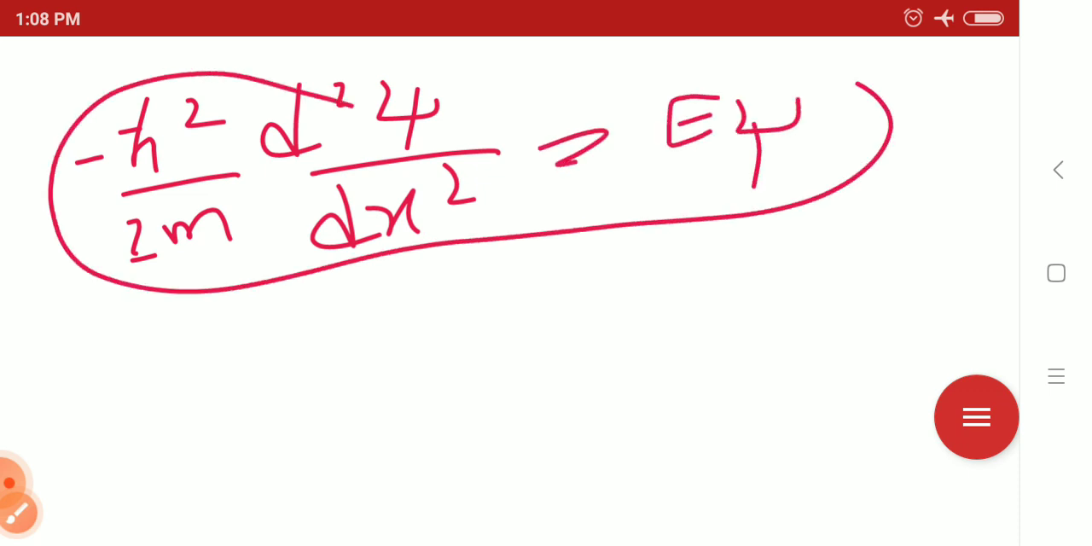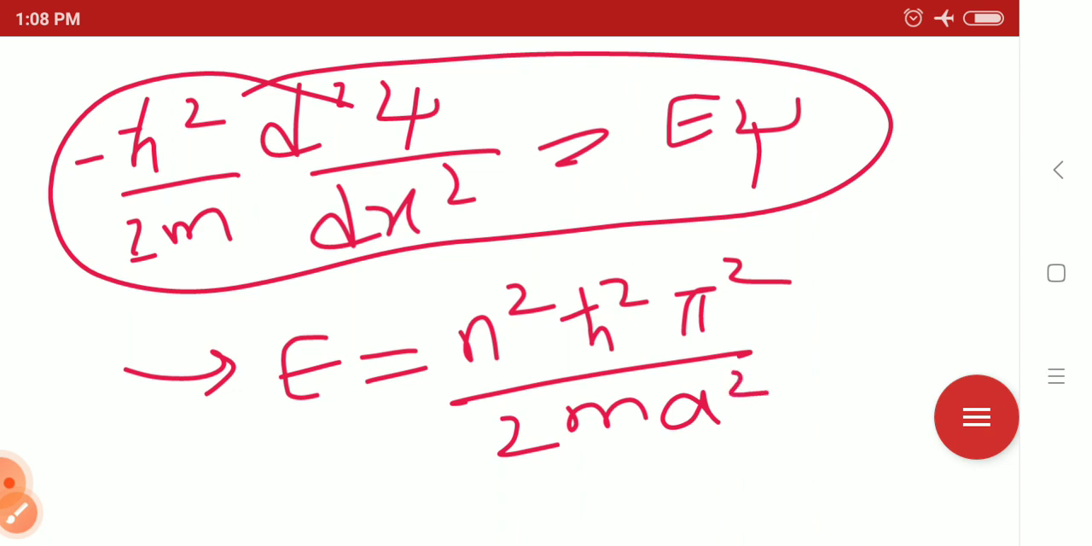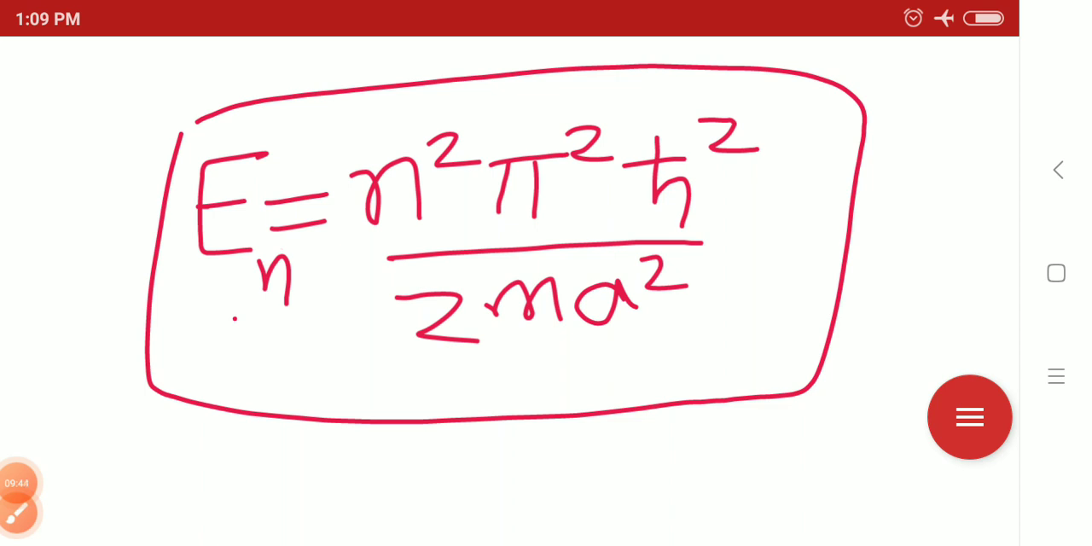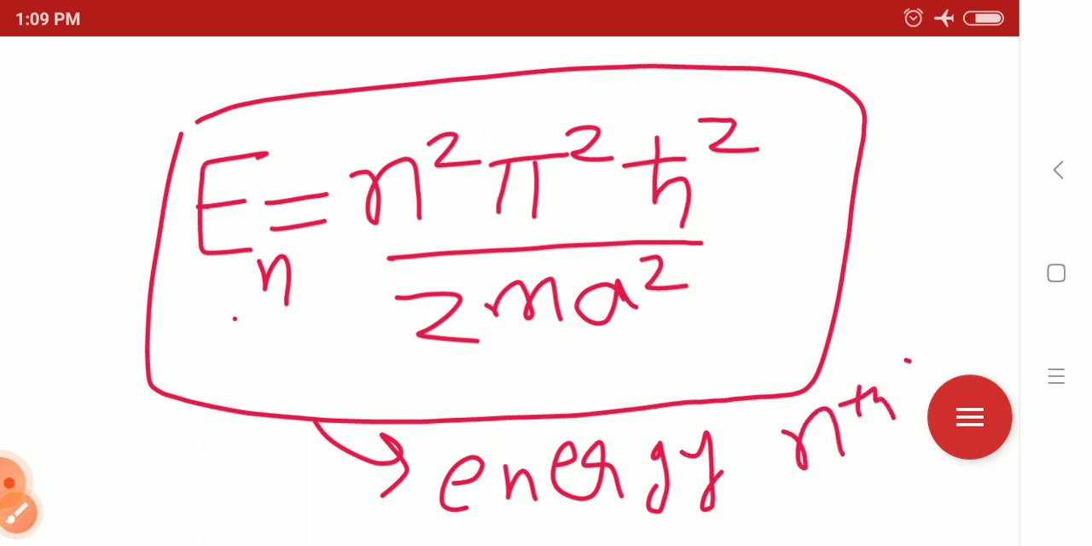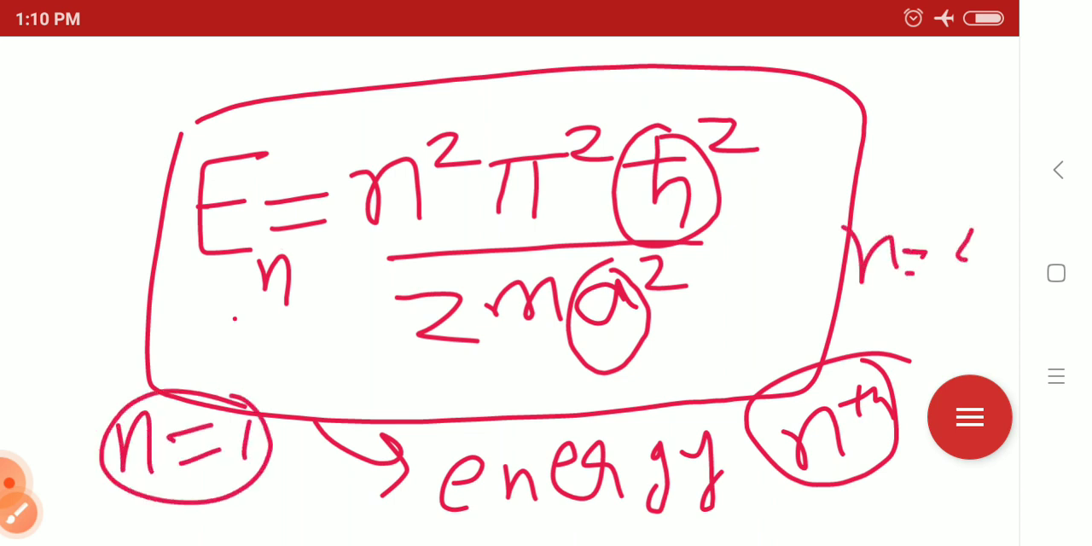Then we will get the energy of the infinite square well potential as E equals, remember this, n square h cut square pi square divided by 2m into a square, where a is the length of the box. This is the energy of the nth state of the infinite square well potential, where h cut is the reduced Planck constant, you all know, and n is the nth state. So for the ground state n equals 1, first excited state n equals 2, and so on. So here is one important formula. You should know this.